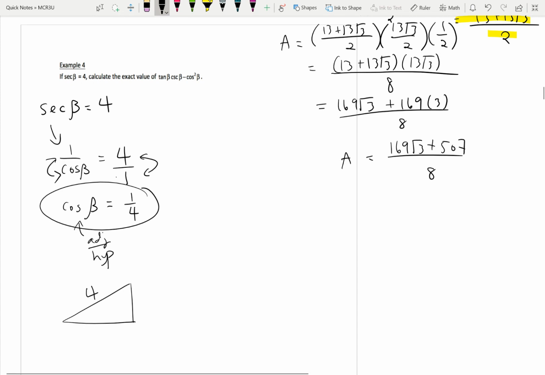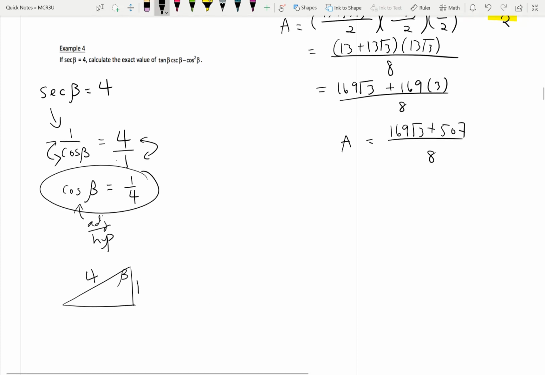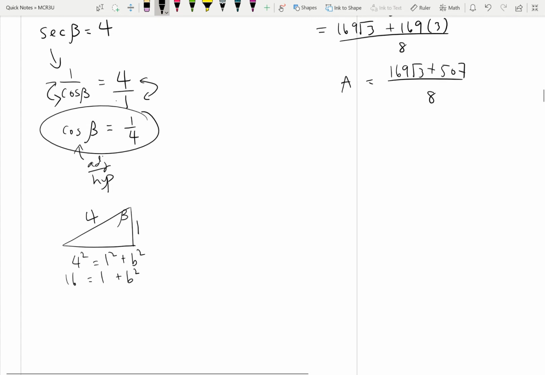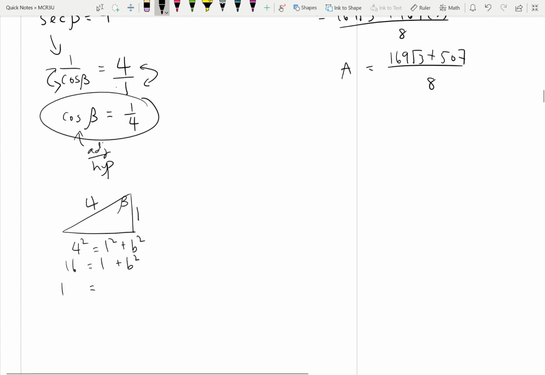So if I'm looking, let's say this is my angle here, then this part is my adjacent, right? And so maybe we would need to determine what that third side is using the Pythagorean theorem. So we know that 4 squared is equal to 1 squared plus b squared. So 16 equals 1 plus b squared. So this is going to be 15 equals b squared, and we're going to square root both sides. So now I know that b is equal to root 15.